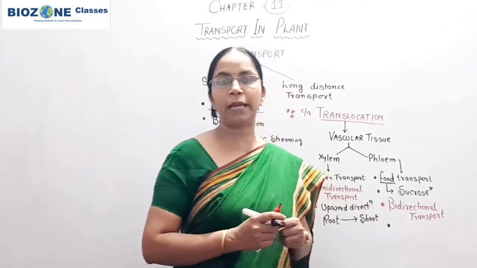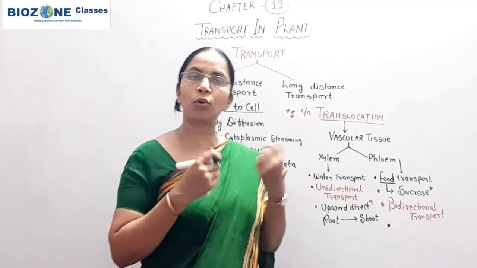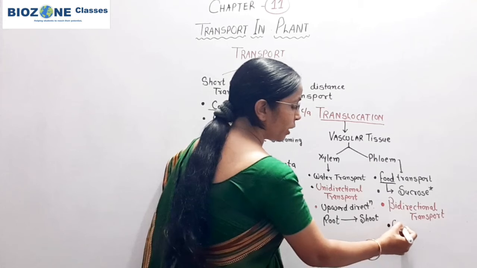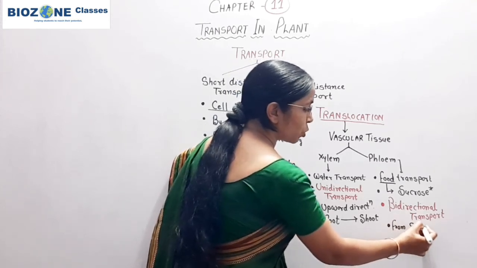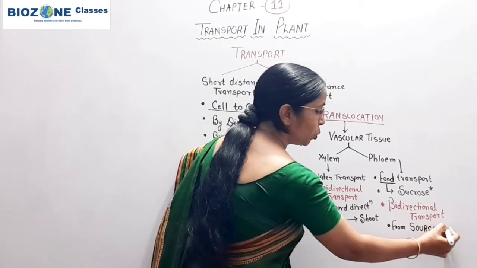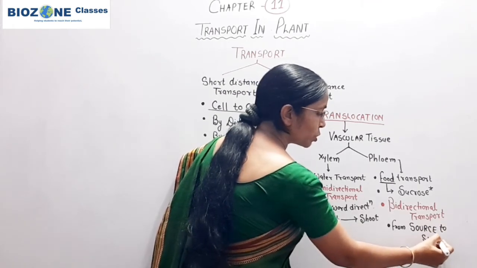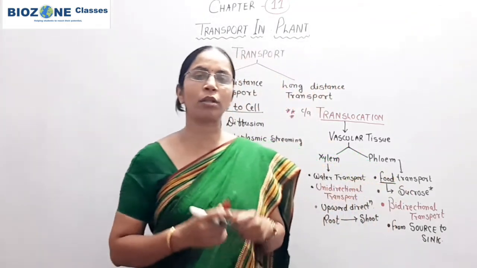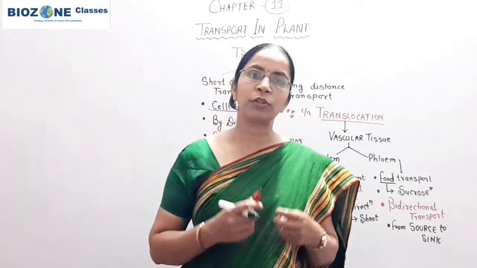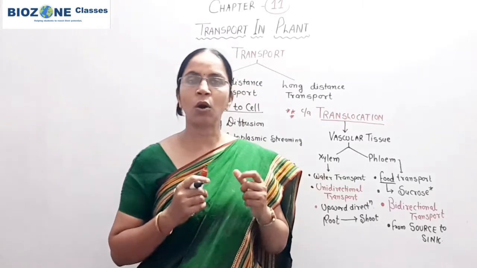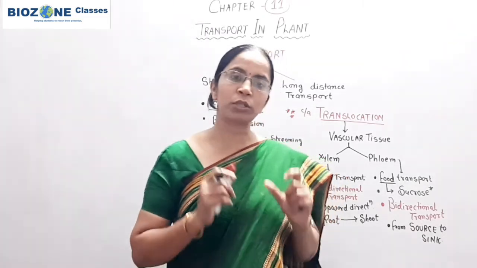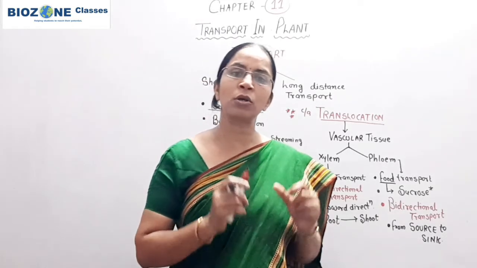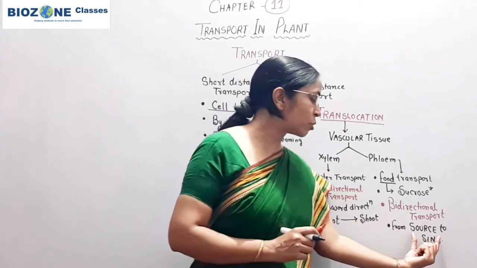So you never remember bidirectional means shoot to root or root to shoot. You only remember one term, that food is always transported from source to sink. Source, what is source? Source means the site in the plant, or the organs in the plant, where the food is synthesized or food is stored. That part is called as source.